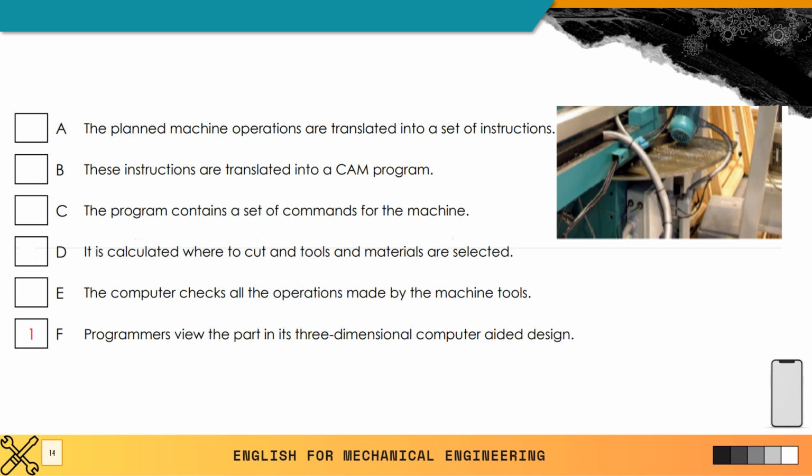First is programmers view the part in its three-dimensional computer-aided design. 2. It is calculated where to cut and the tools and materials are selected. The planned machine operations in number 3 are translated into a set of instructions. These instructions are translated into the CAM program, and the program contains a set of commands for the machine, and the computer checks all the operations made by the machine tools. And that was about it.